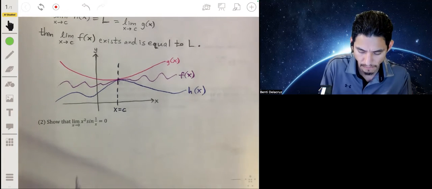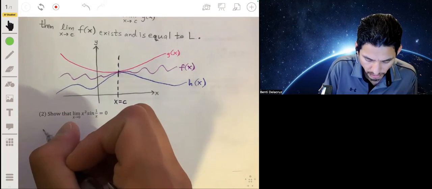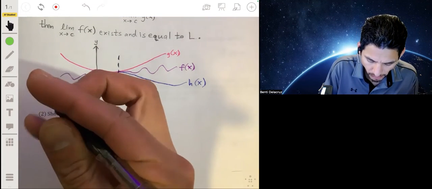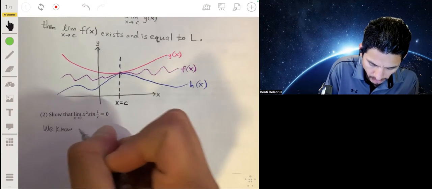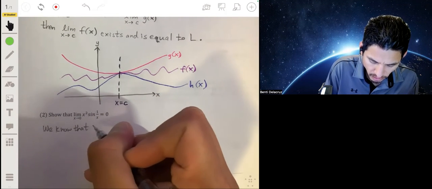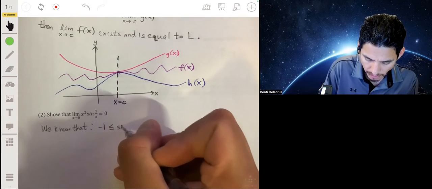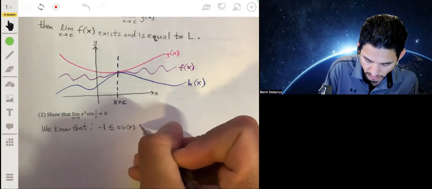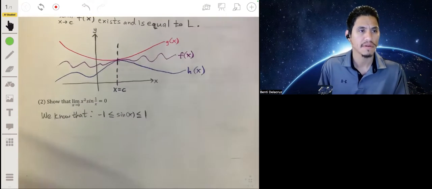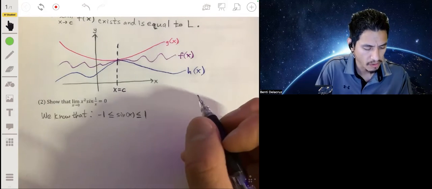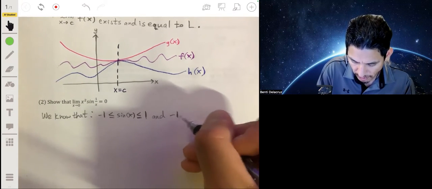So first, let's establish the basis for the sine function that we should know. We know that sine of x is always going to be between -1 and 1, right? We should know that by now. Sine of x is always going to be between -1 and 1. Now, that also means that the sine of 1 over x is also going to be between -1 and 1.